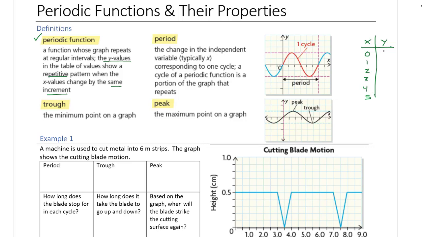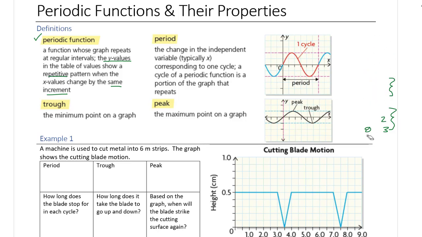Let's do a periodic pattern as long as it repeats something. So let's just go 1, 2, 3. 1, 2, 3. Or let's say the x's kept going 6, 7, 8. 1, 2, 3. This is a repeating pattern over and over and over again. So we need to look for some repetition. So that would be a periodic function.